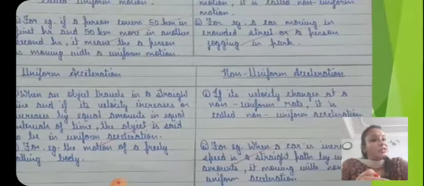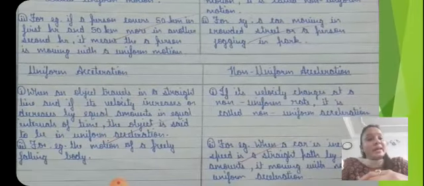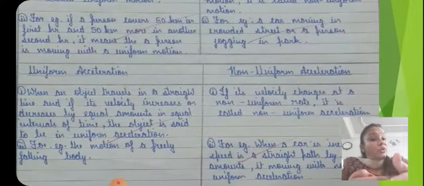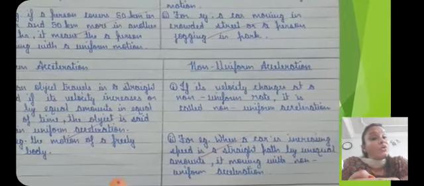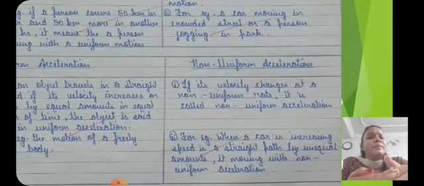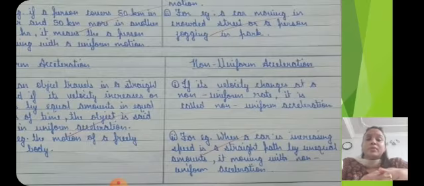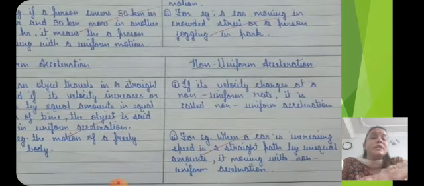But in another case, if the velocity changes at non-uniform rates, it is called non-uniform acceleration. Non-uniform rate means the velocity increases or decreases by amounts that do not correspond to equal intervals of time. It is known as non-uniform.